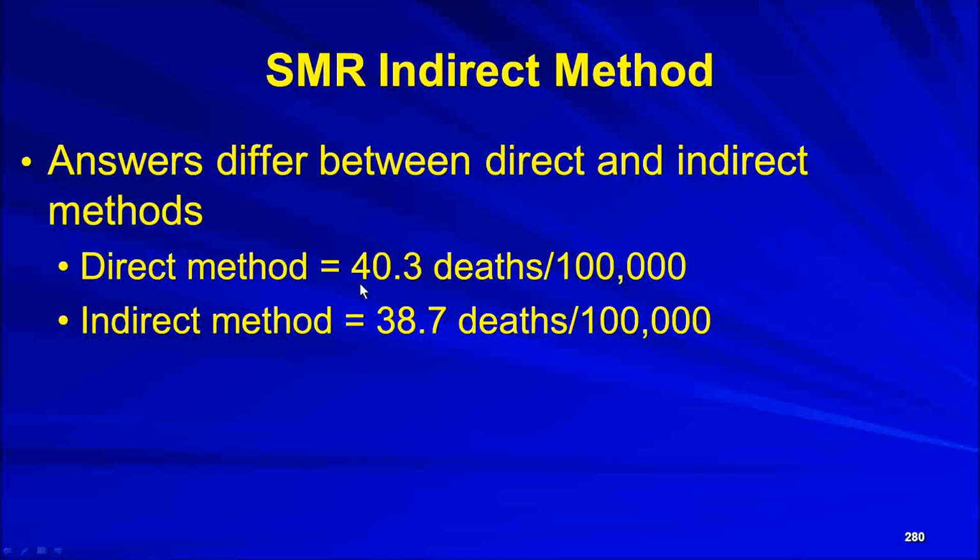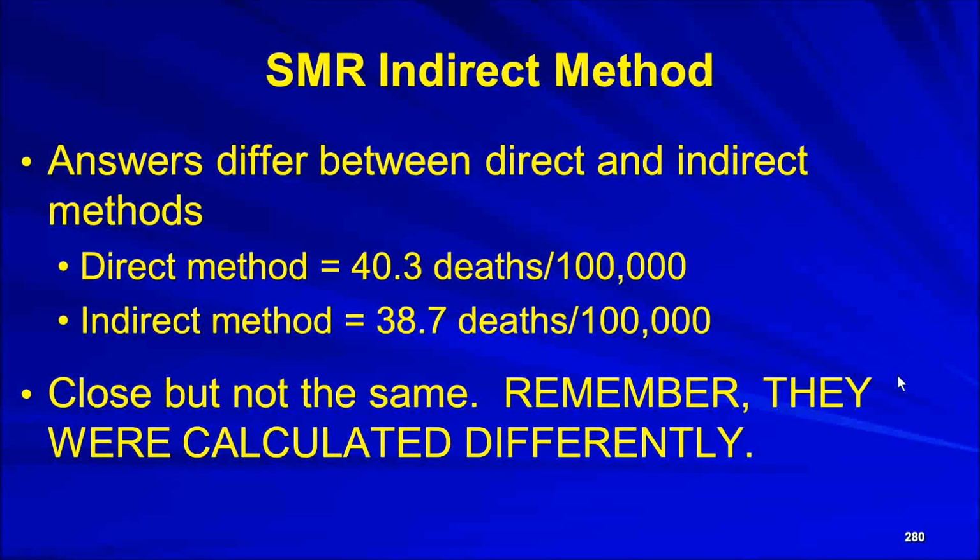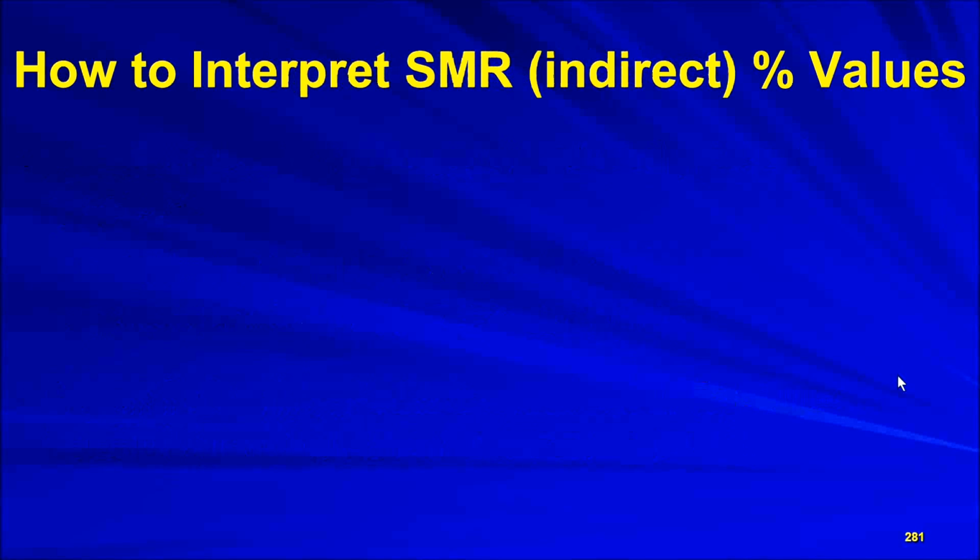be available or not, you'd rather report the 40.3 based on the direct method because that's the best of the two methods. Okay, so, but I can't make a mental comparison between the two answers, it's just not legitimate because they're calculated differently. So it says close but not the same, and remember that they're calculated differently.